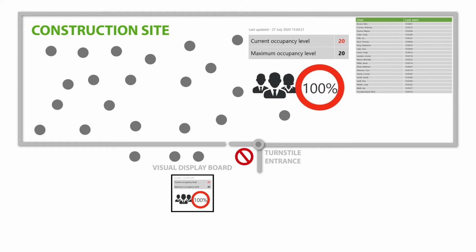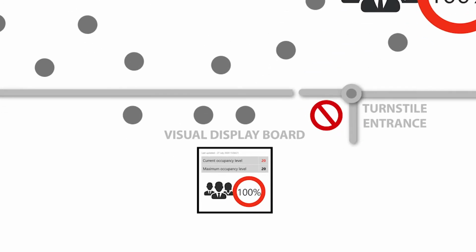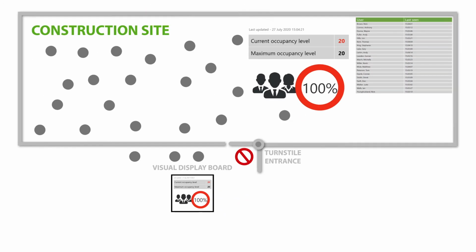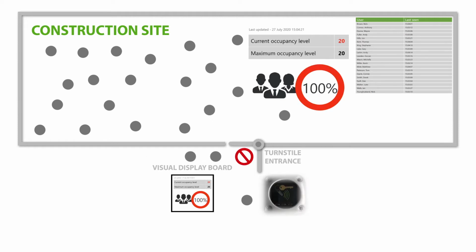Our visual display board is also indicating to people within the area that the maximum occupancy level has been reached. When one person leaves the area, we see the next person is granted access, showing how the Occupancy Manager can control a one in and one out methodology.